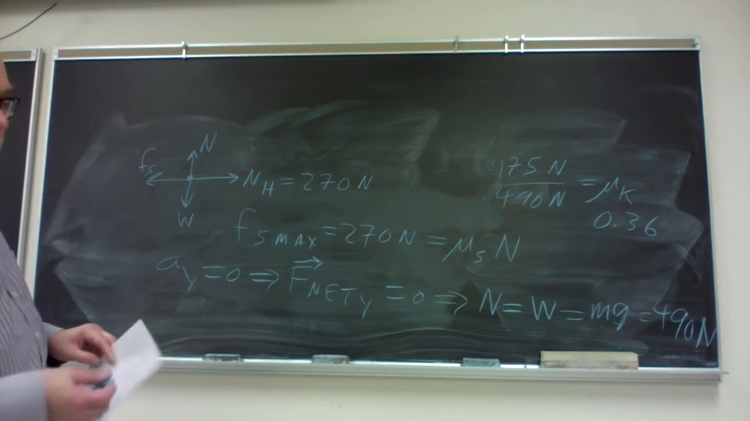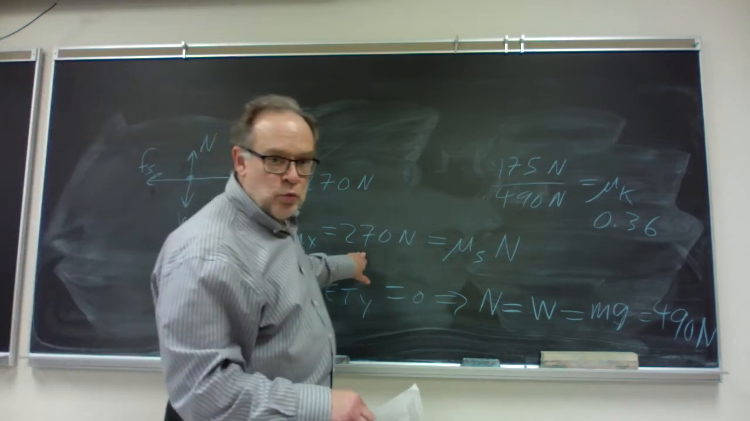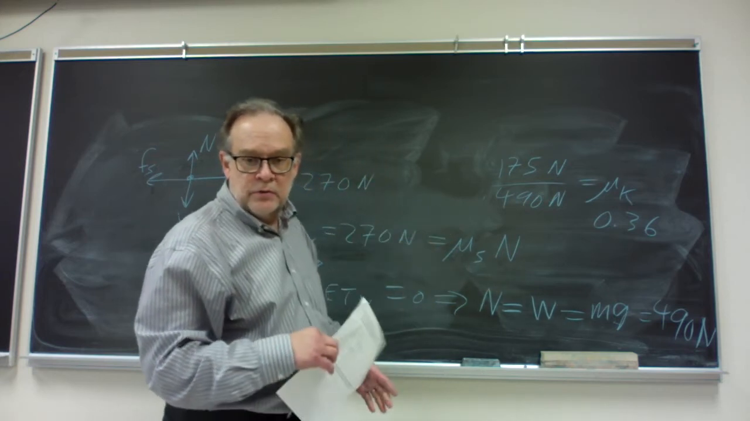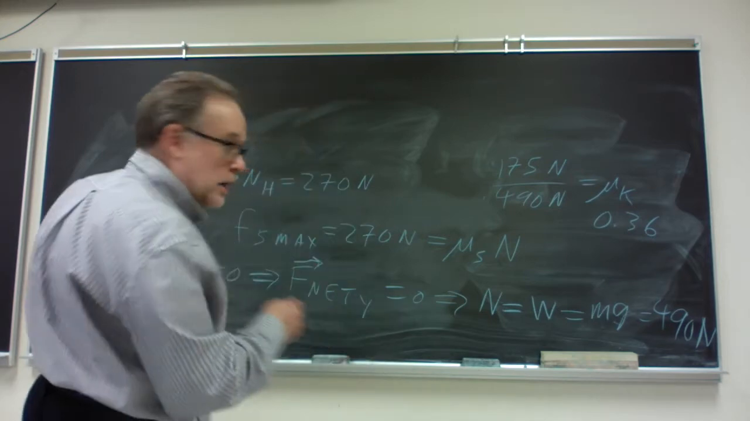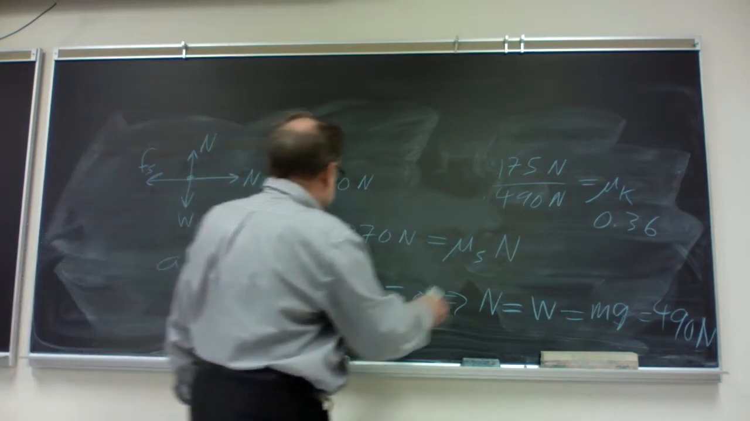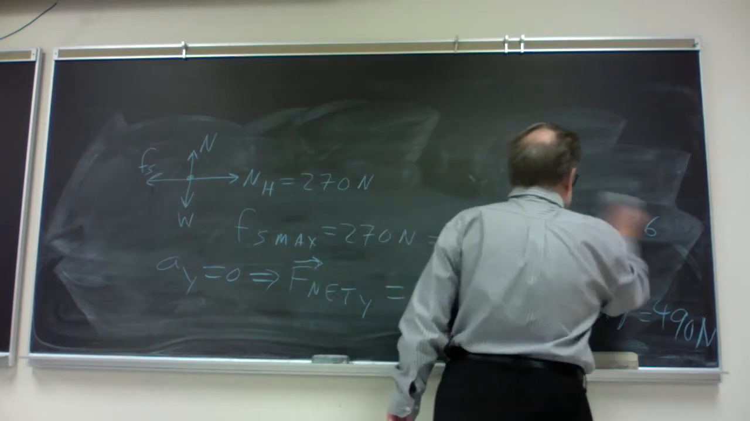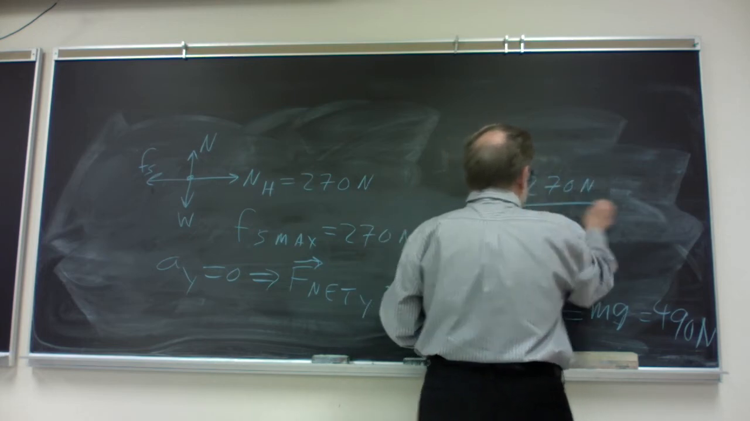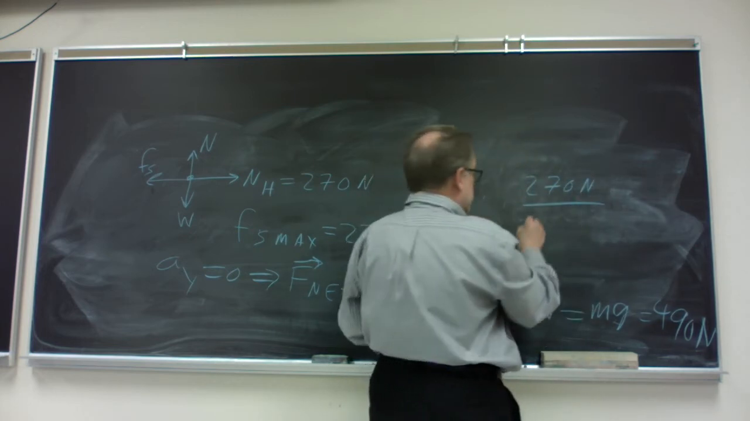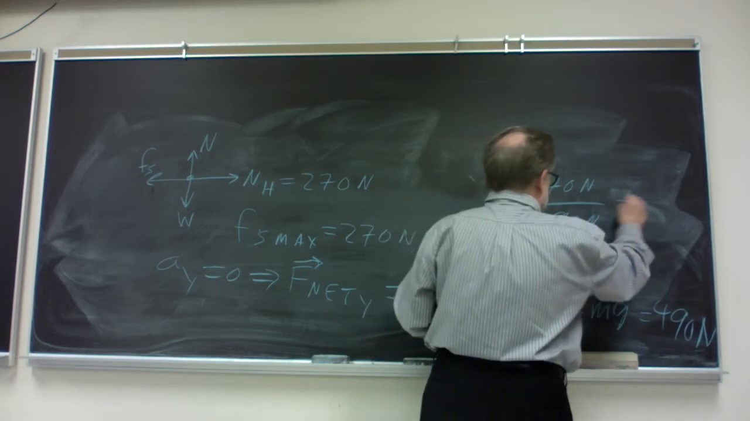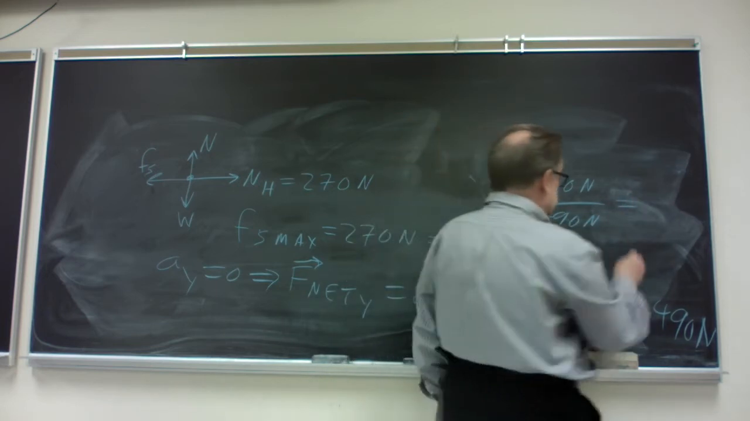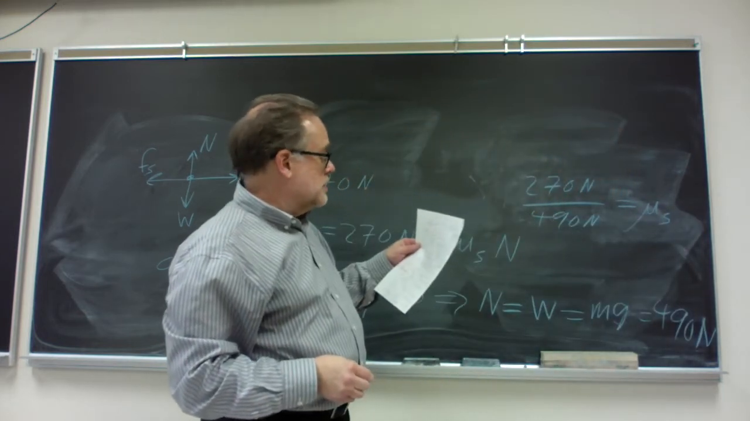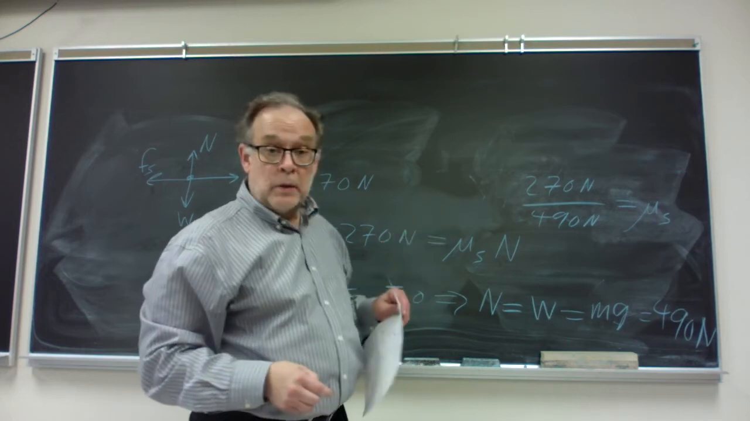Okay, so now that we know this number, this is the only unknown, and we can solve for the static friction force, and that will look like this. 270 newtons divided by 490 newtons equals the coefficient of static friction. And 270 divided by 490, what does that come out to? It comes out to about 0.55.